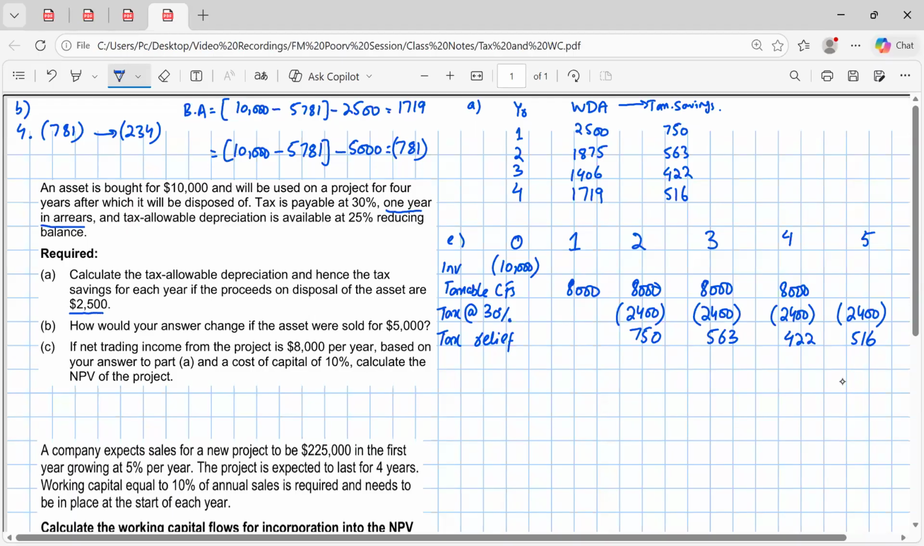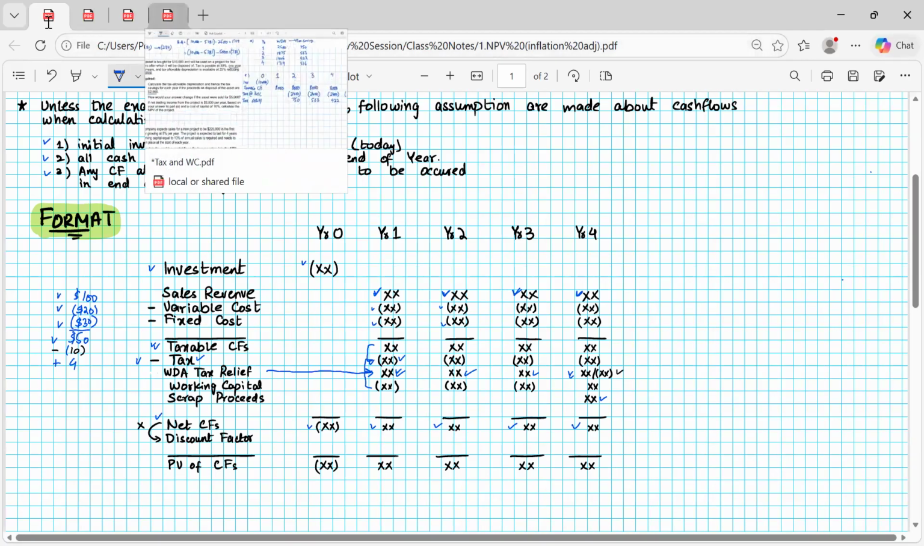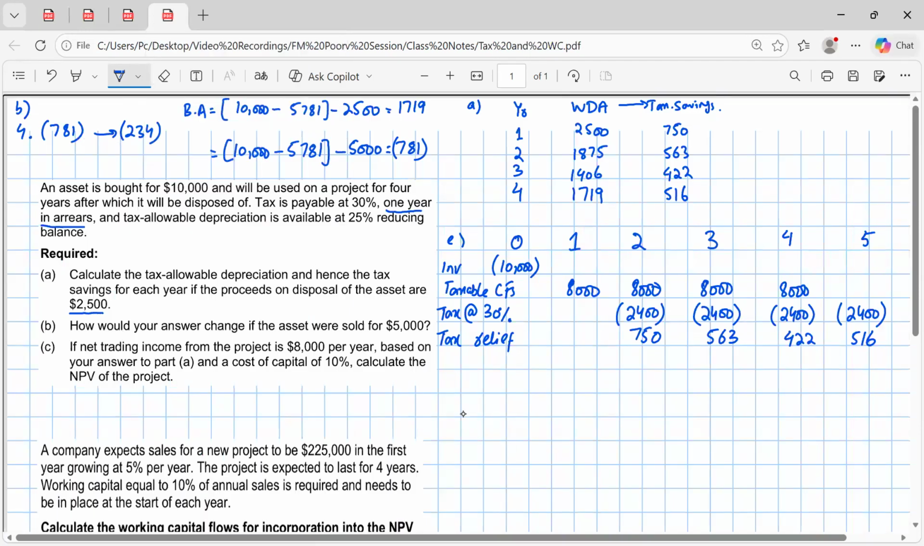Yes. Is there anything else that we have to show for the last year? Because the project life is 4 years. So I will show you the format again. See the format and tell me, is there anything else that we need to put here? Anything else? The working capital. There is no working capital in this part. Scrap proceeds. Scrap value.